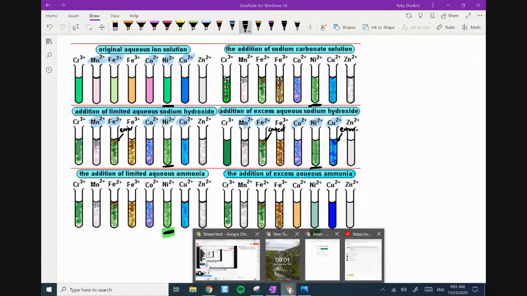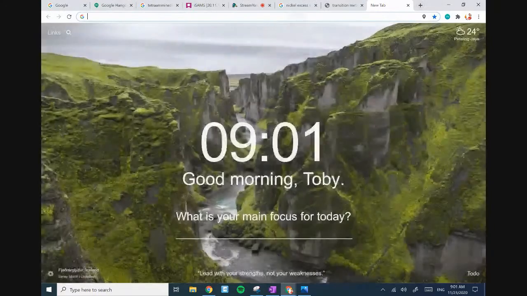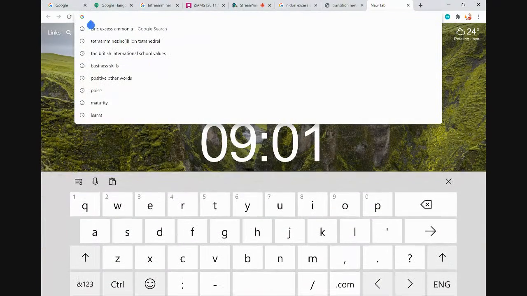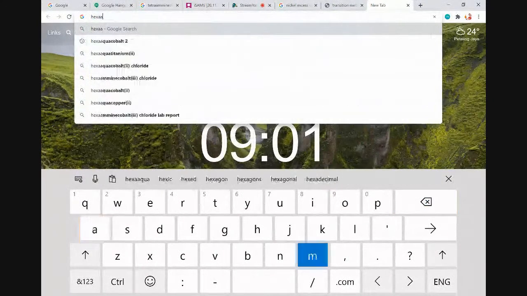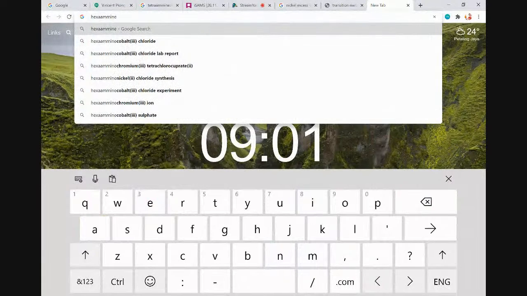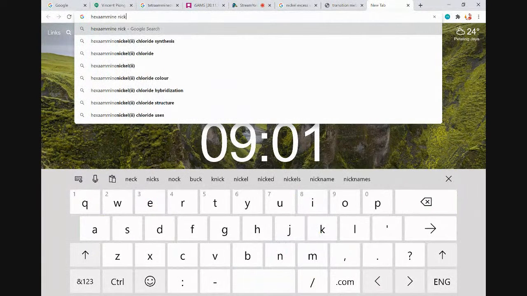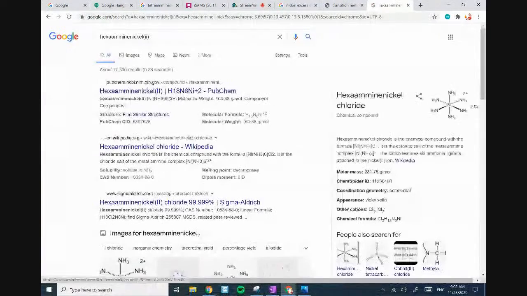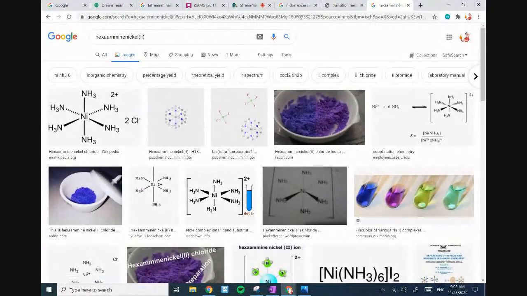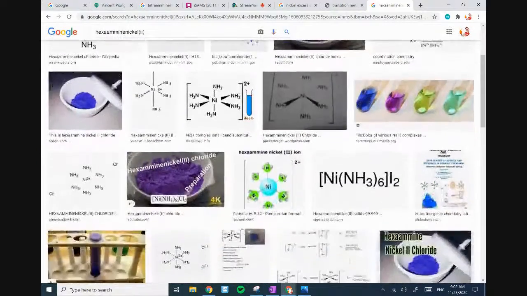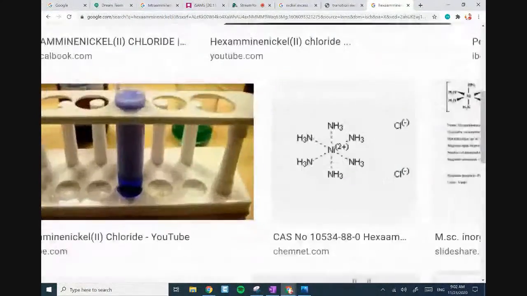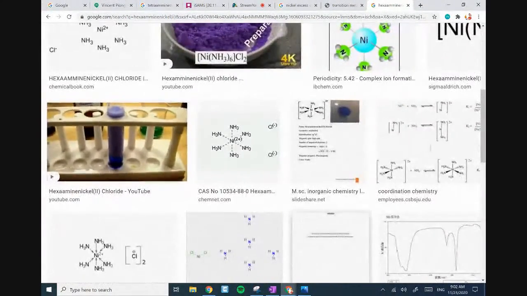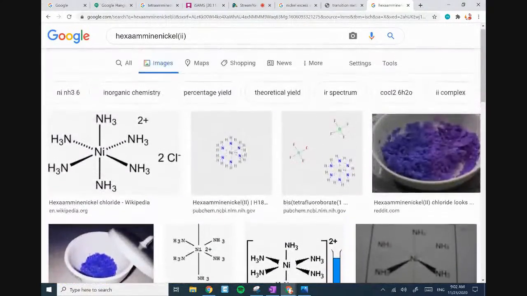I just want to show you the nickel hexammine, because it's quite a nice thing to actually see this one. So let's do nickel hexammine, double M because it stands for ammonia, hexammine nickel 2. Let's go for that. Images. Ooh, look at that. It's gone purple. Is that correct? Yeah. Okay, guys, so it's not green. I tell a lie.